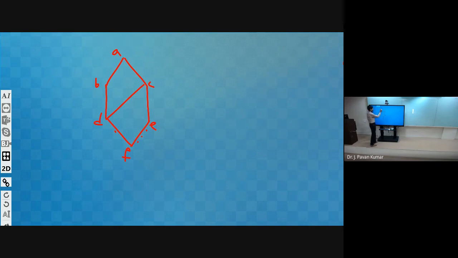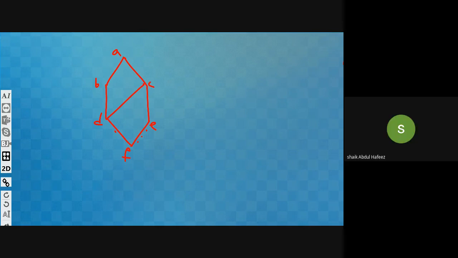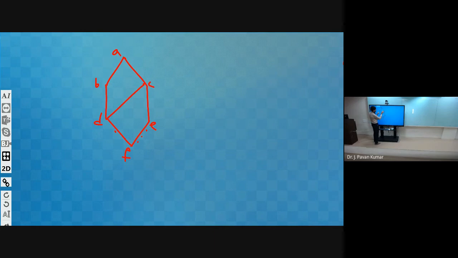Next, consider whether we are having a join for every pair of elements or not. D and E, what is the join? D join E is C, isn't it? Next, B, C join. B join C is A. Next, F, E join. Next, D, C join is C itself. A join E. Yes, A join E.